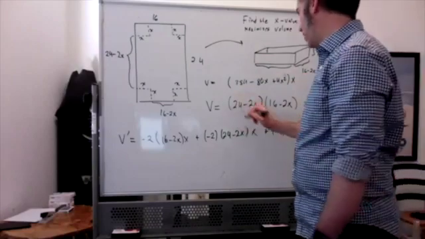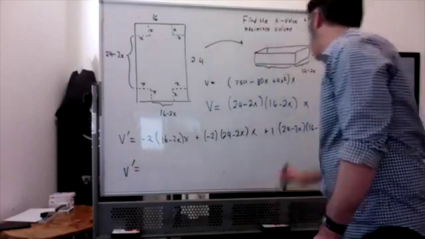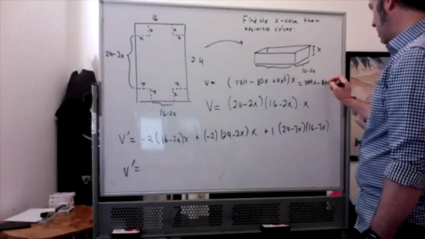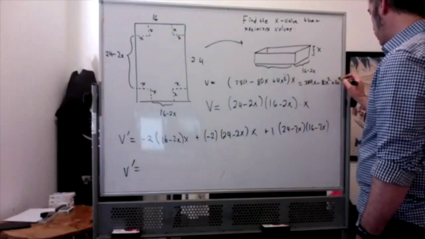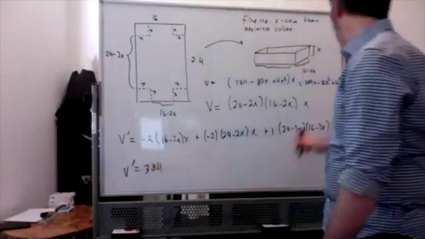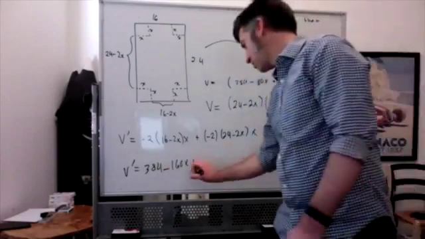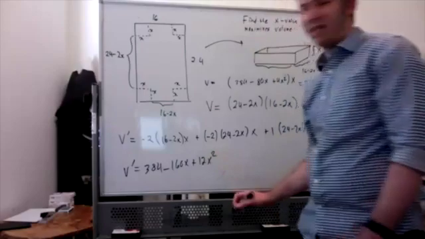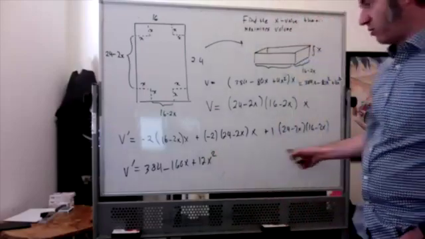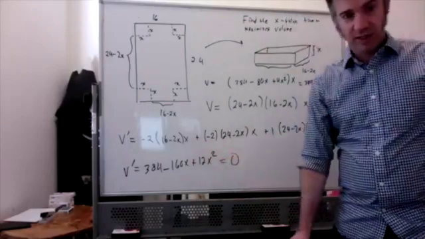So then the volume would be 384x minus 80x squared plus 4x cubed, and V prime would be 384 minus 160x plus 12x squared. That's probably less work, to multiply first and then take the derivative, as opposed to using the triple product rule. So we're setting this equal to 0, and we're going to solve this.